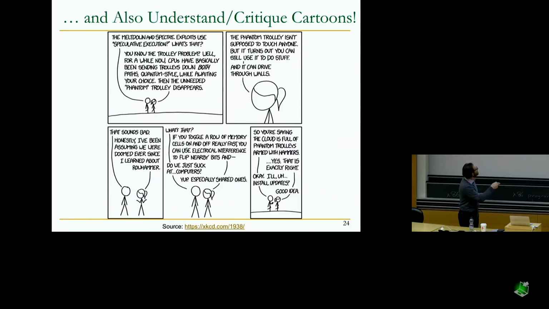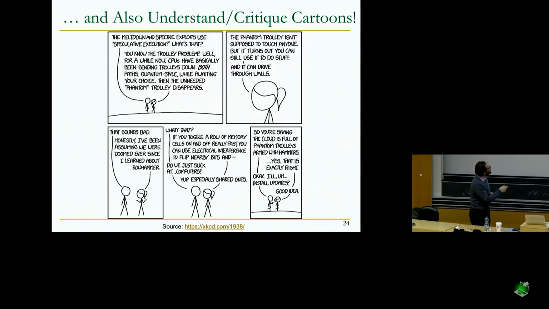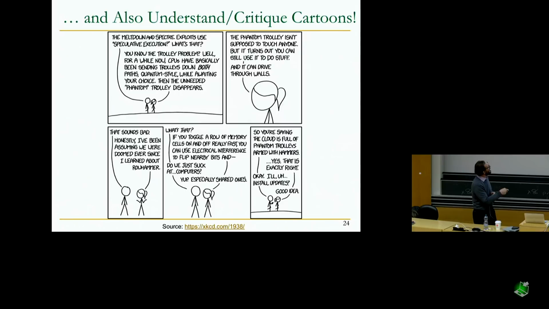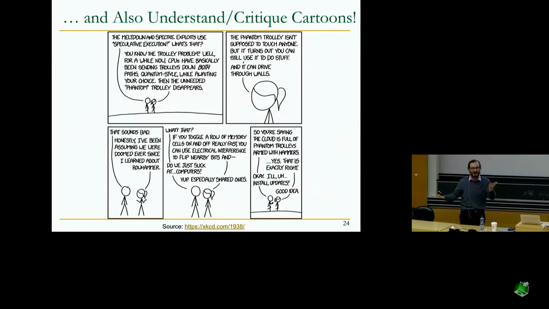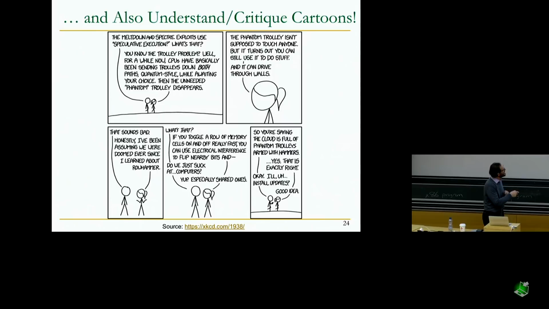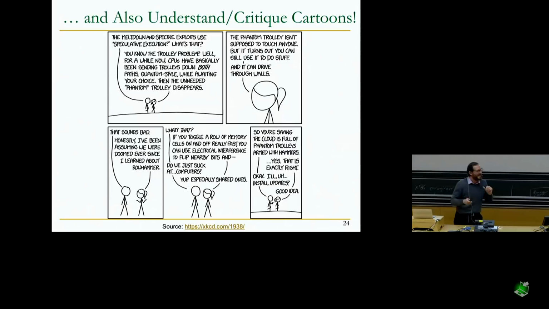Honestly, I've been assuming we were doomed ever since I learned about Rowhammer. We'll talk about that in a little bit. What's that? If you toggle a row of memory cells on and off really fast, you can use electrical interference to flip nearby bits, and do we just suck at computers? Yep, especially shared ones. Shared ones, because if you have multiple programs, one can attack the other one, right? So you're saying the cloud is full of phantom trolleys armed with hammers. Yes, that is exactly right. Okay, I'll install updates. Good idea. I'm not sure if that's the only solution, installing updates, but that probably helps the problem, assuming the updates are good, right? Because the updates may not be good also.